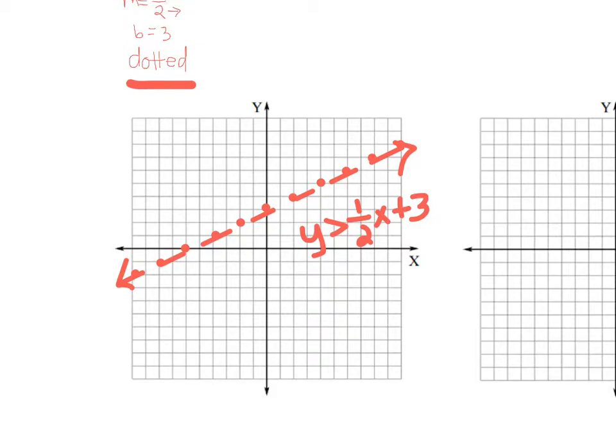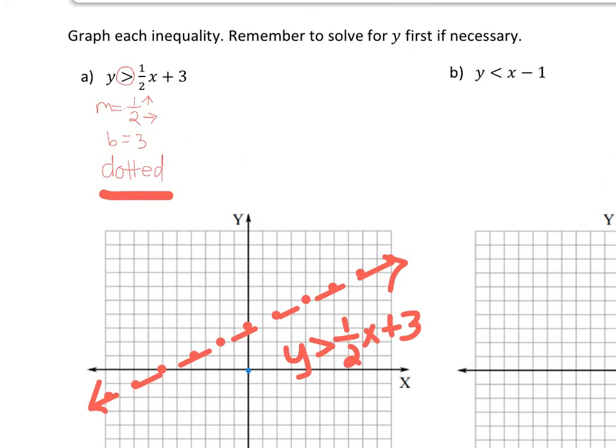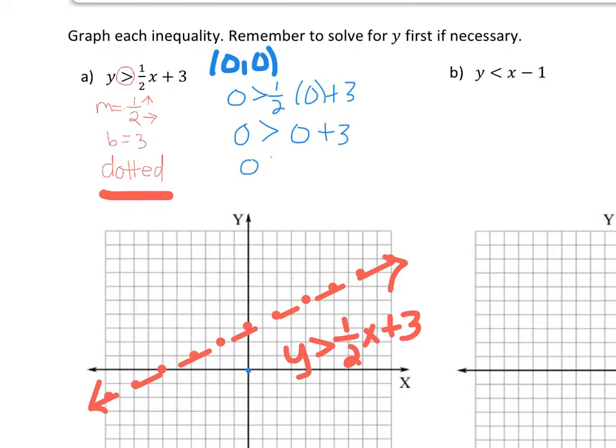Now we need a test point. Again, I like to use the point 0, 0. So here's how we do that. We're going to plug in the point 0, 0. So 0 greater than 1/2 times 0 plus 3. 0 greater than 1/2 of 0 is 0, plus 3. 0 plus 3 is 3. This is false. 0 is not bigger than 3.